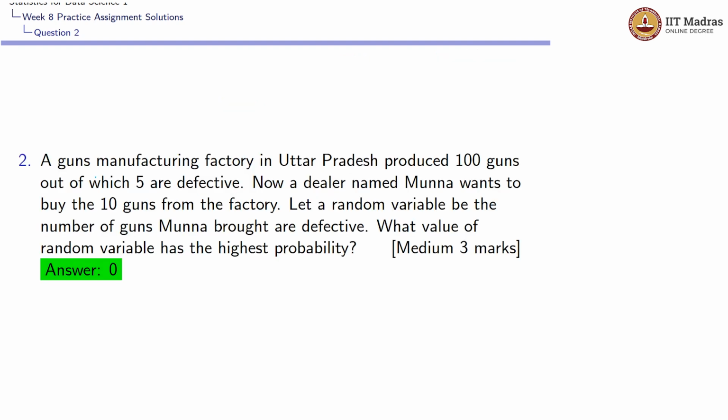If you look at the second question, they are saying that in a gun manufacturing factory which produces 100 guns, 5 are defective. Now a dealer named Munna wants to buy 10 guns from the factory. Let the random variable be the number of guns Munna bought that are defective. What value of the random variable has the highest probability? So basically we have 100 guns in the factory. We have 5 defective, and the remaining 95 are non-defective.